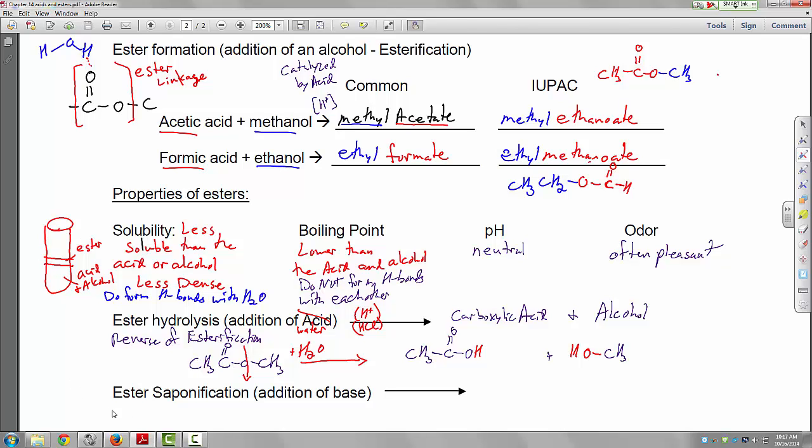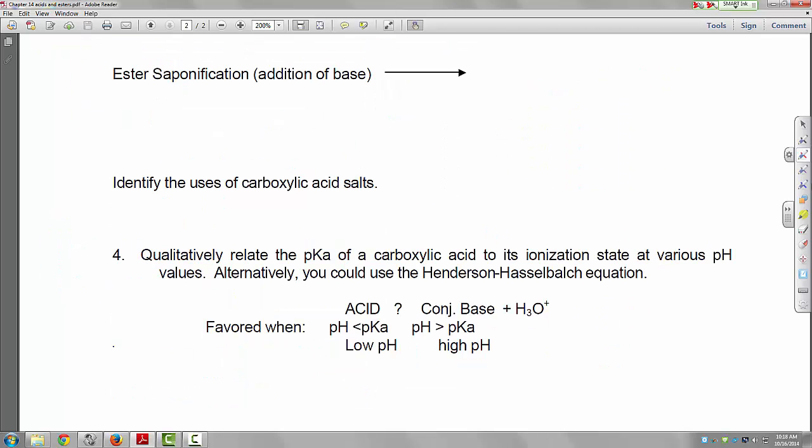Okay, now the next one, ester saponification. We're going to split that ester apart, but this time by the addition of a base. All right, ester saponification, addition of a base. You can also think of this as soap making. Later on in the laboratory, we will use this reaction to actually make some soap.